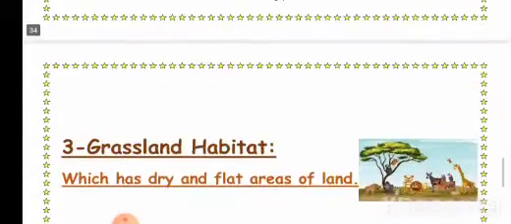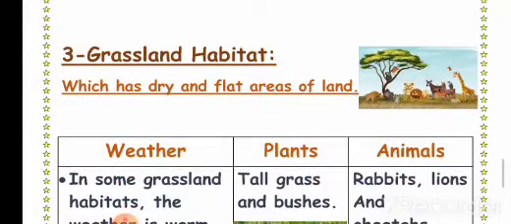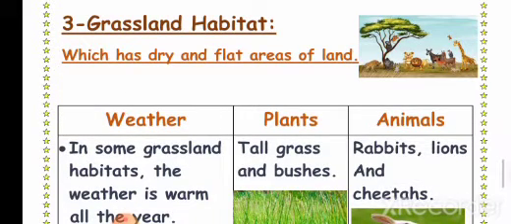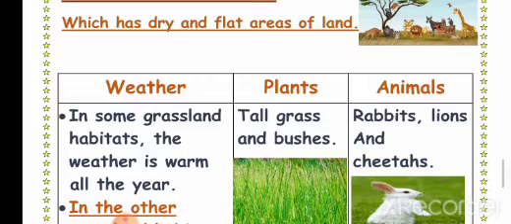Let's talk about number 3, the grassland habitat, which has a dry and flat area of land. Dry, junior 3, means there is no more water here. And flat area like the floor. Okay? Let's talk about the weather. We have two types of grassland. In some grassland, the weather is warm all the year.